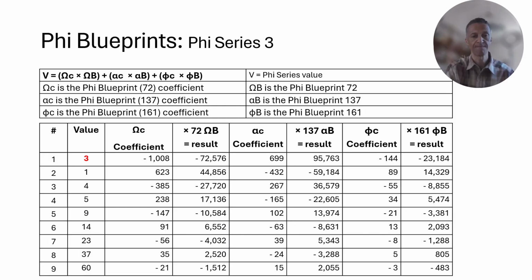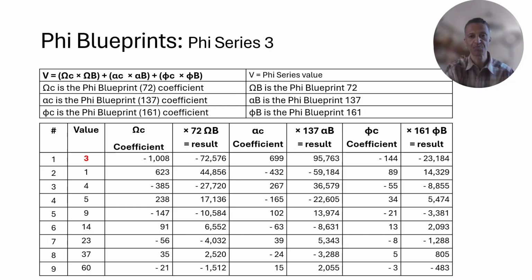3 Phi blueprints. So we can start at position number 1 at the seeded value 3, and that is derived by multiplying negative 1008 times 72 plus 699 times 137 plus minus 144 times 161. And when you add up those 3 values, it equates to the value 3. And you can do this for all of the Phi Series 3 values. And again, the coefficients are equal to the sum of the two previous numbers.